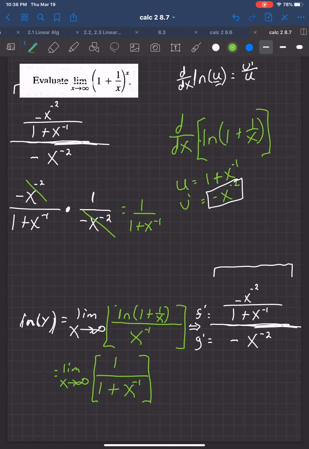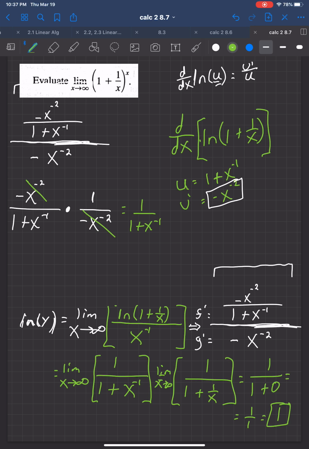Okay, so now can I actually evaluate my limit? I can. So if it helps you, you can think about 1 over 1 plus x to the negative 1 as 1 over 1 plus 1 over x. Now I can evaluate my limit. This becomes 1 over 1 plus, well, 1 divided by infinity is 0. So all of that work to get 1 over 1. And that is my answer. So what is the limit as x approaches infinity? Well, it is indeed 1.